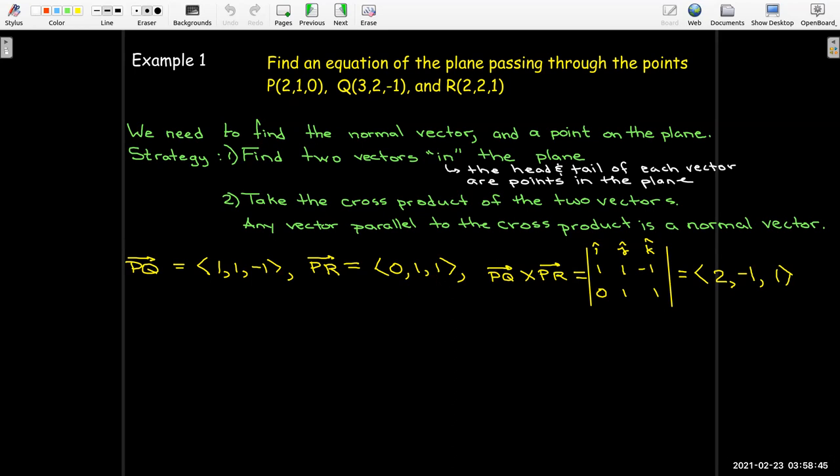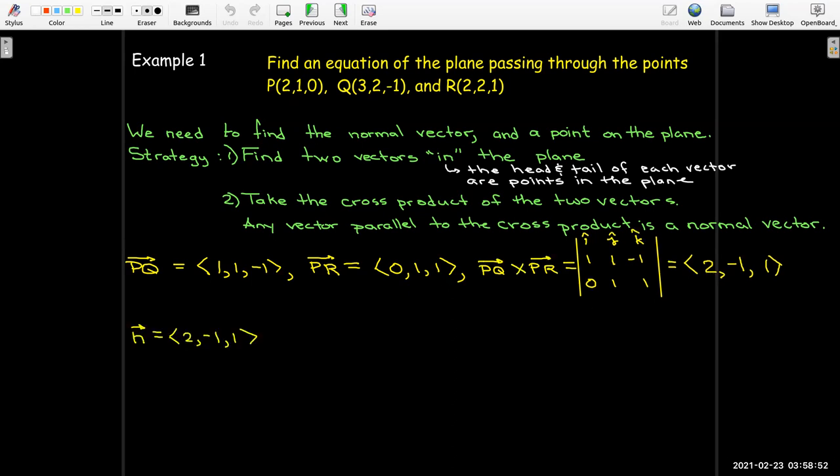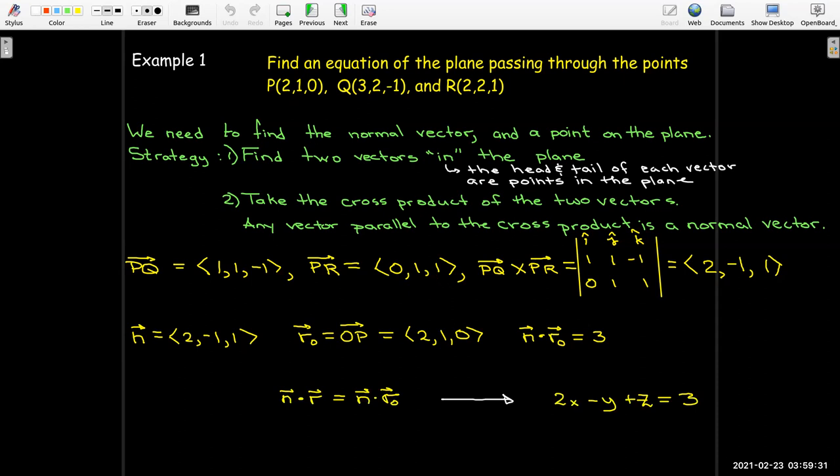So I could choose any vector parallel to that cross product as my normal vector. I don't see any advantage to taking anything different from that vector. So I'm just going to choose my normal vector to be the same as the cross product. And for r naught, I'll use the position vector for the point P. And so I'd like to write a scalar equation. So I'm going to go ahead and calculate N dotted with r naught. And so then, using N dot r equals N dot r naught, I'll get 2x minus y plus z equals 3.